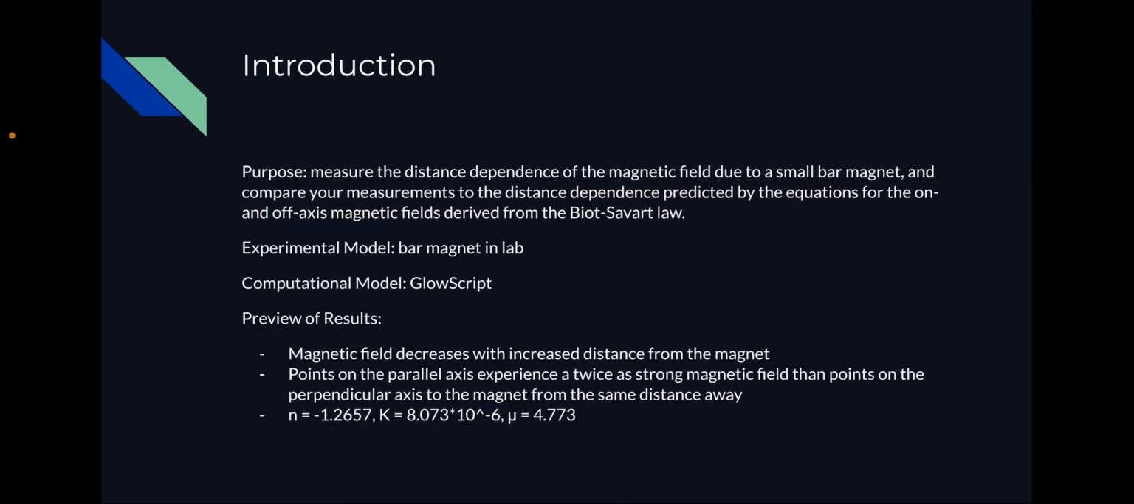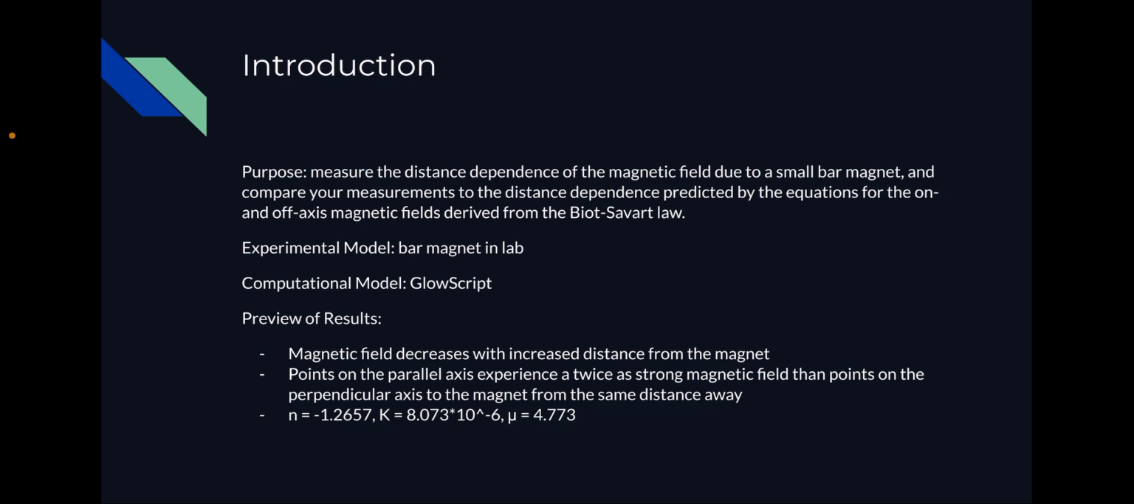So firstly, what is the purpose of this lab? The purpose is to measure the distance dependence of the magnetic field due to a small bar magnet and compare the measurements to the distance dependence predicted by the equations for the on and off axis magnetic fields derived from the Biot-Savart law. The experimental model was using a bar magnet in the lab and using a magnetometer from our phones. Our computational model was on GlowScript, and just as a brief preview of our results, we found that the magnetic field decreases with increased distance from the magnet.